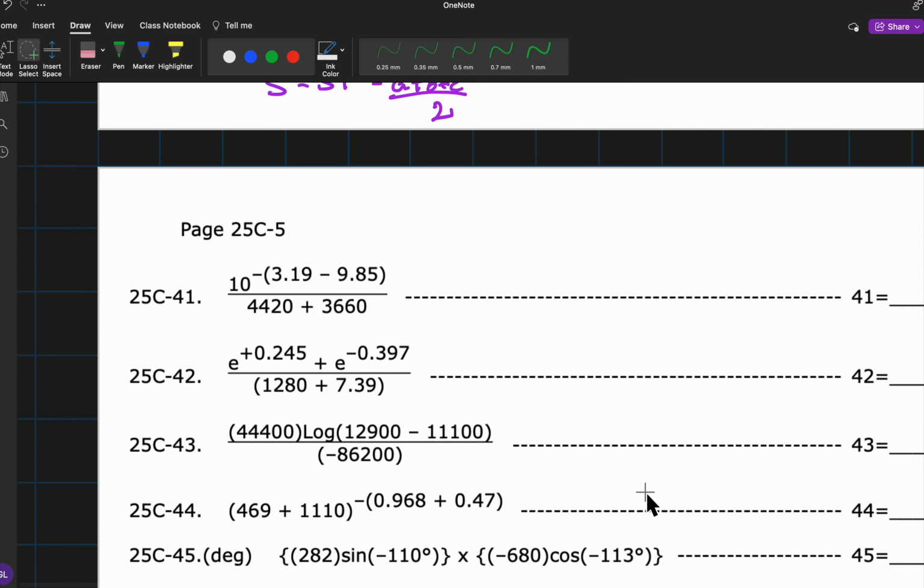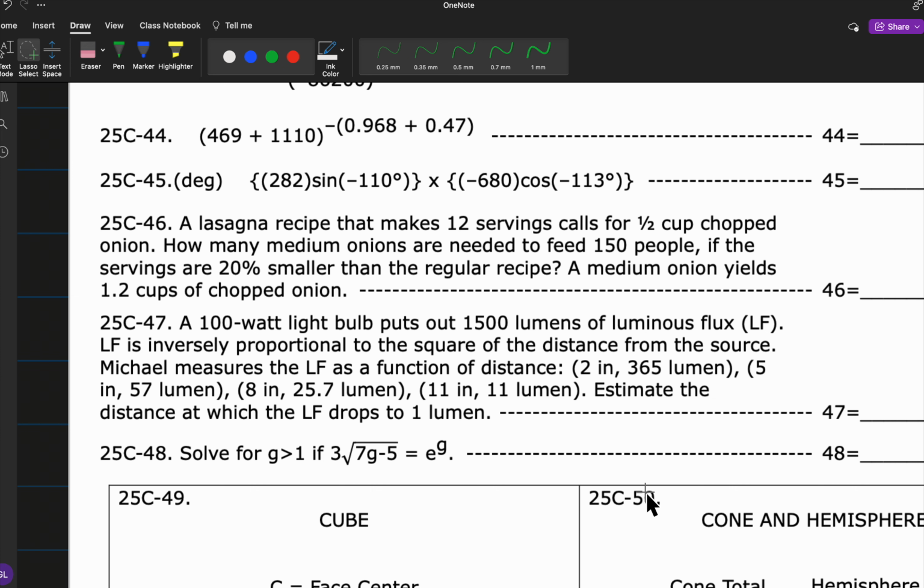Okay, let's go ahead and take a look at 46. Lasagna, one of my favorite things to eat. Well, this recipe makes for 12 servings. That means that, assuming everyone is humble, we each get a serving. So 12 people will eat for half a cup of chopped onion.